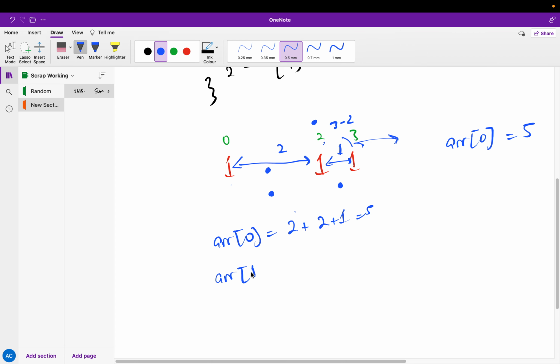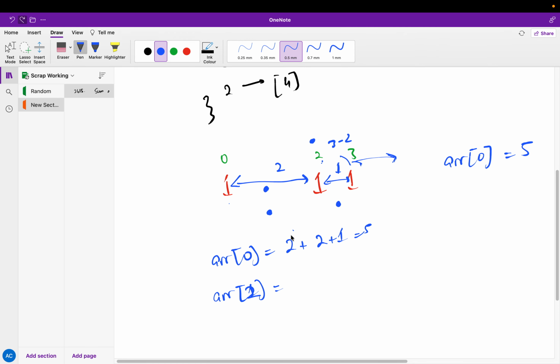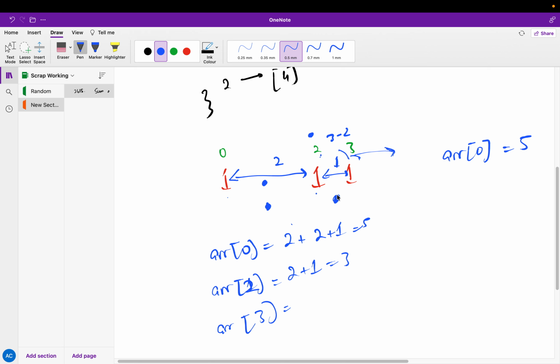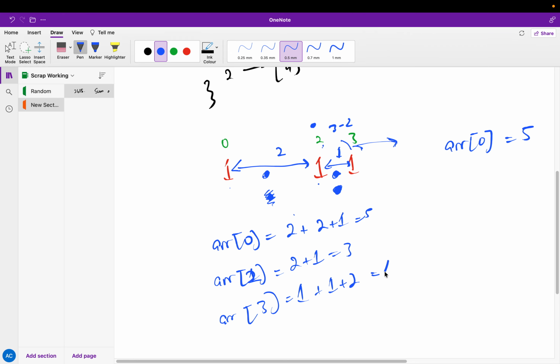Array at index 2, this guy, is this gap plus this gap. So 2 plus 1 gives me 3. Array at index 3 is this gap plus this gap and this gap. Ignoring this dot. So it's 1 plus 1 plus 2 gives me 4.